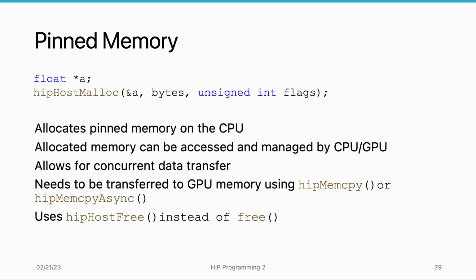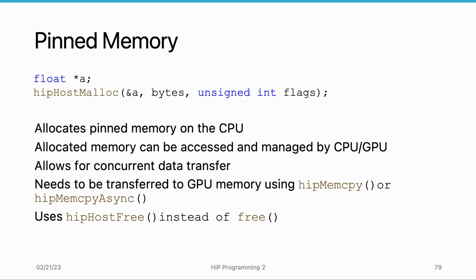We use heap host free instead of the free function for memory allocated using heap host malloc because the memory allocated by heap host malloc is pinned memory. Using the free function to free pinned memory can cause problems because the free function cannot unpin the memory from physical memory. The heap host free function should be used to properly release the pinned memory and unpin it from physical memory.